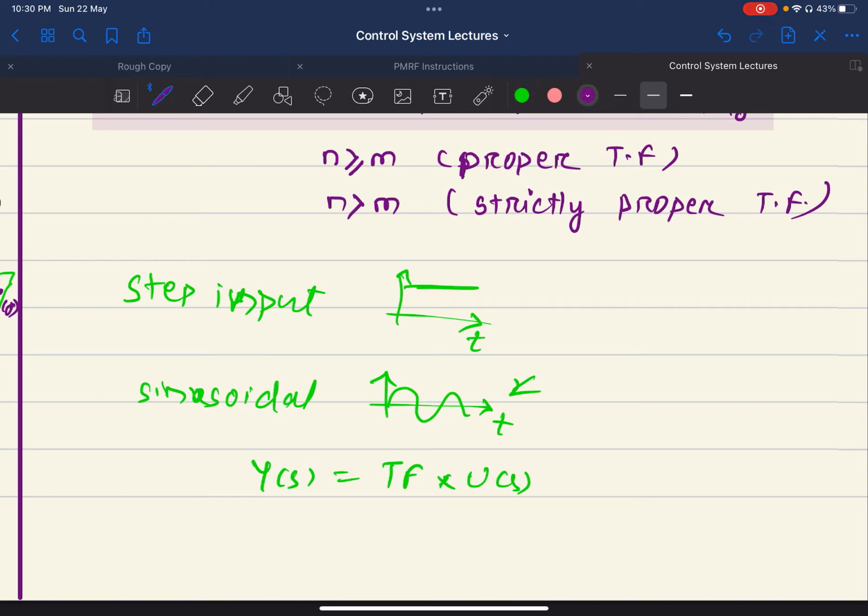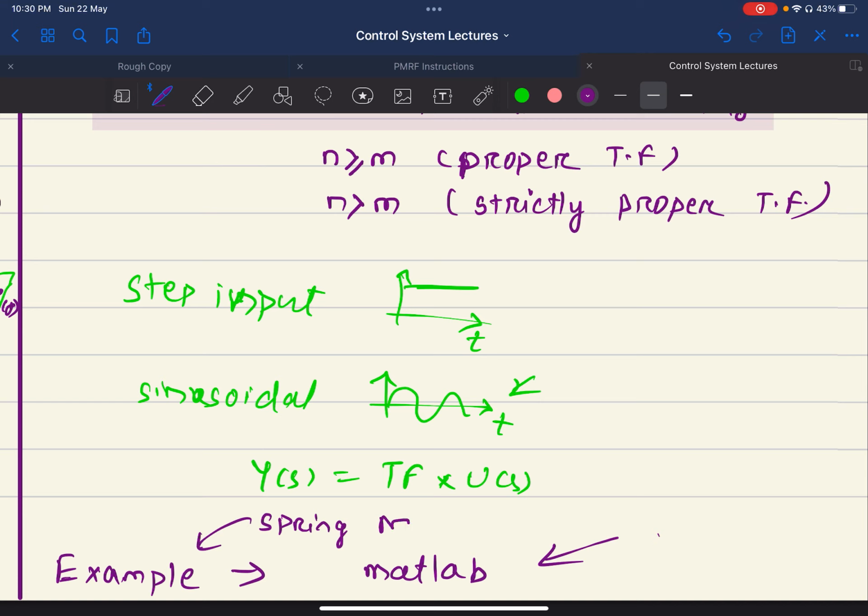So that's all for today's lecture. In the next lecture, we'll be taking one example and some MATLAB code. We'll be taking the example of the classic spring mass damper system. For the electrical people who are watching this video, a spring mass damper system is equivalent in the electrical domain to a simple RLC circuit.